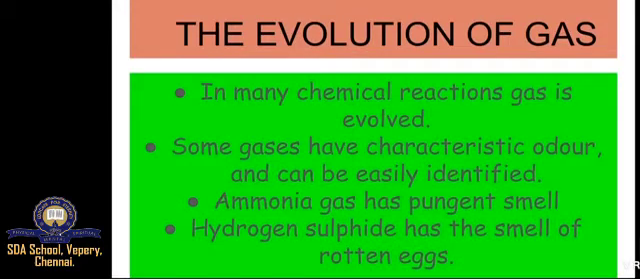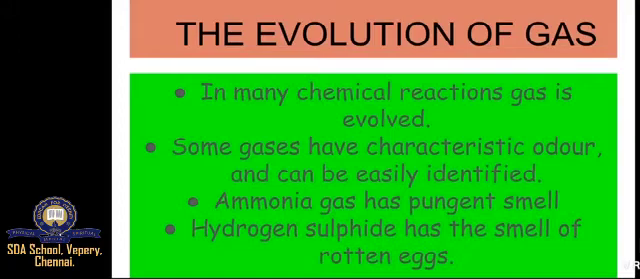Our next topic is the evolution of gas. That is, when the reaction proceeds, gas also comes out from the reaction. In many chemical reactions, gas is evolved. Some gases have a characteristic odor and can be easily identified. Yes, some of the gases give out a smell. Based on the smell, we can identify the reaction has proceeded. Ammonia gas has a pungent smell. So it has a peculiar smell, like how garlic gives out smell. You know, garlic is used for cooking. Like the smell of garlic, the ammonia gas also gives out a smell.